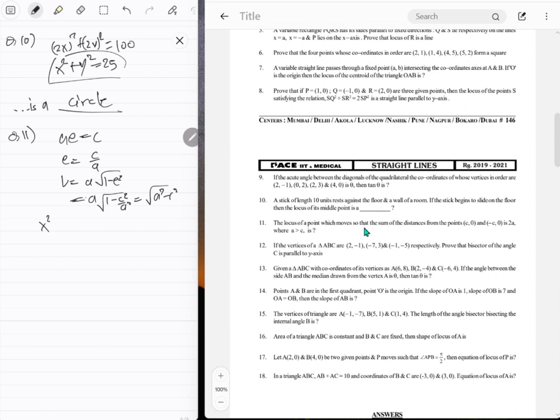So x squared upon, is this about the x-axis? Yes, it is. At least now it is. So it's going to be x squared upon a squared, which is, well, just a squared, can give us any value, plus y squared upon a squared minus c squared, because that's b squared, equal to 1. That is the equation. It's just an ellipse.